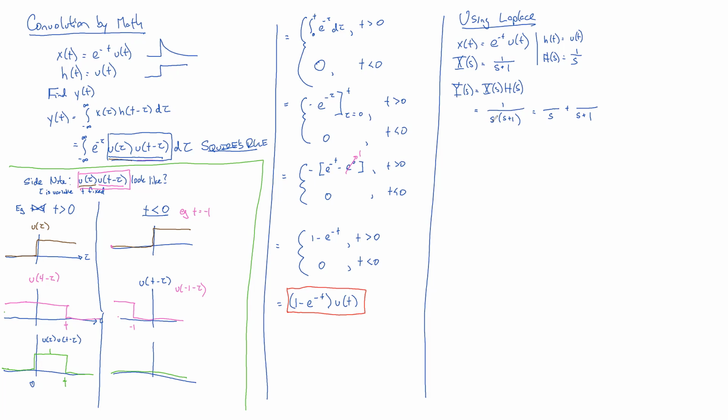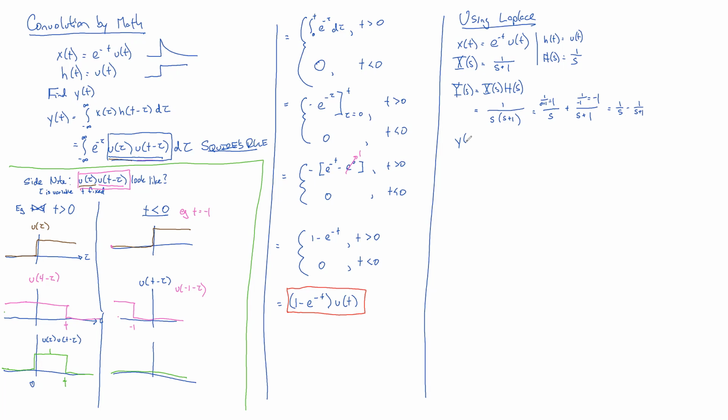What is it over s? Use the cover-up method. The associated root for s is 0, so cover up your s, and you're left with 1 over 0 plus 1, which is 1. To find out what the numerator is up here, use your associated root, which is minus 1. Cover up your s plus 1 and plug in your root. That gives you 1 over minus 1, which is minus 1. So that's 1 over s minus 1 over s plus 1.